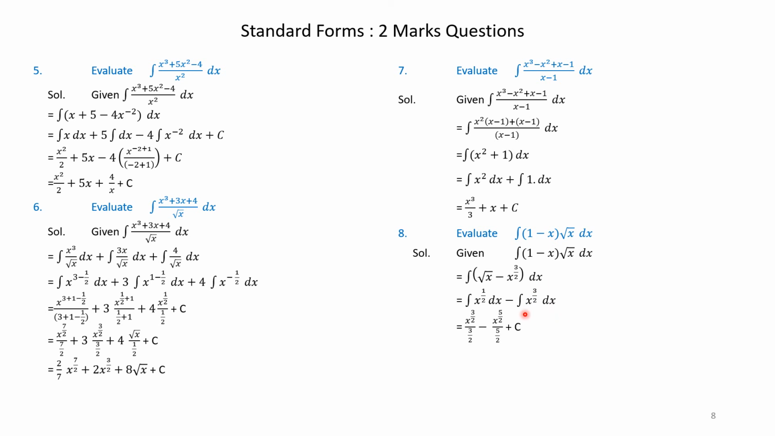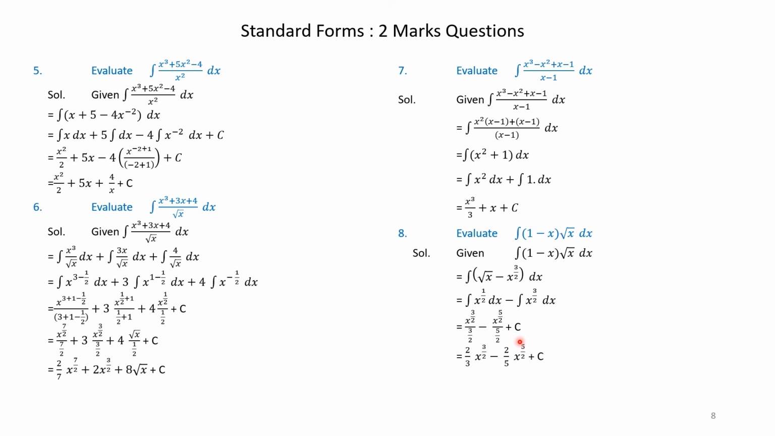Therefore, again, using power rule, we can integrate it. Therefore, the integral of x to the power of half is x to the power of half plus 1, that is 1 and a half, that is 3 by 2. x to the power of 3 by 2 divided by 3 by 2 minus x to the power of 3 by 2 plus 1, that is x to the power of 5 by 2 divided by 5 by 2 plus c.